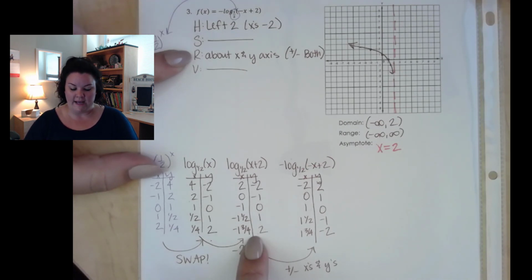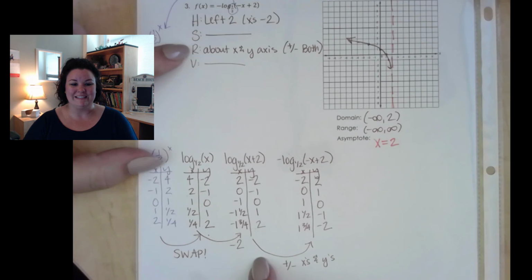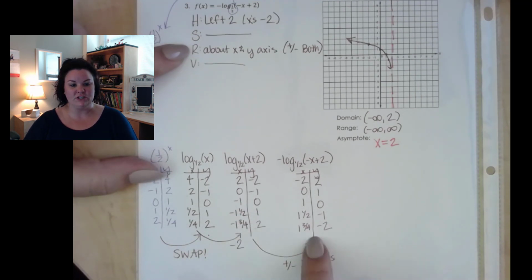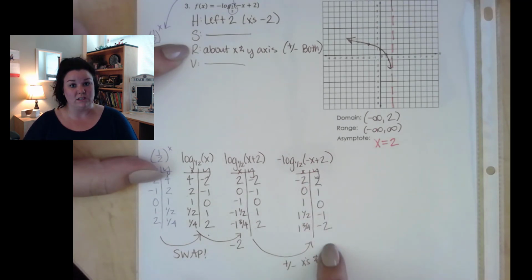If you wrote it out as, you know, a table for the y reflection and a table for the x reflection, or vice versa, that's totally fine. I went ahead and just did mine together. So going from my horizontal shift over to my reflections, I went ahead and changed the signs of all my x's and all my y's in one step.